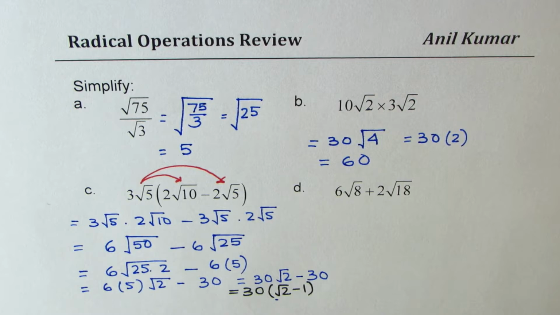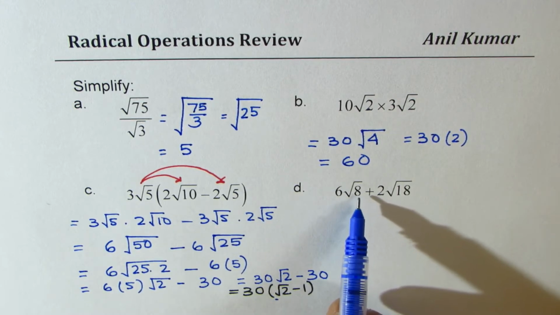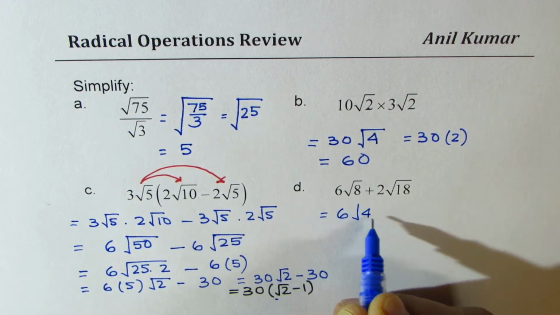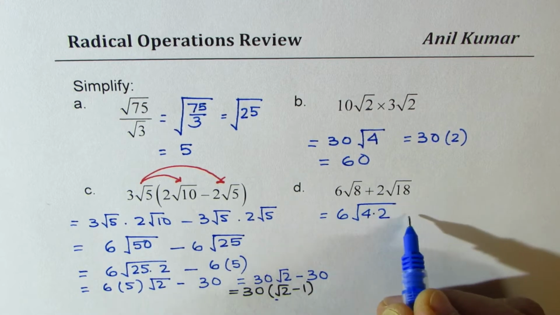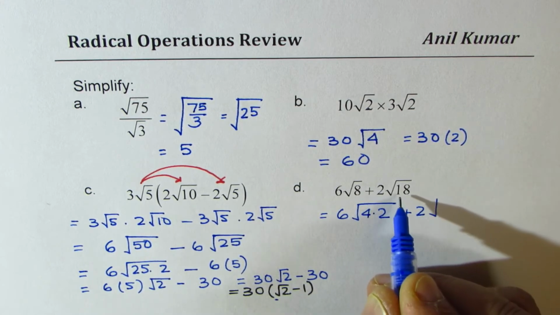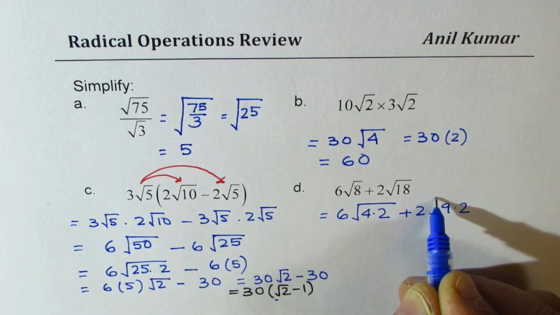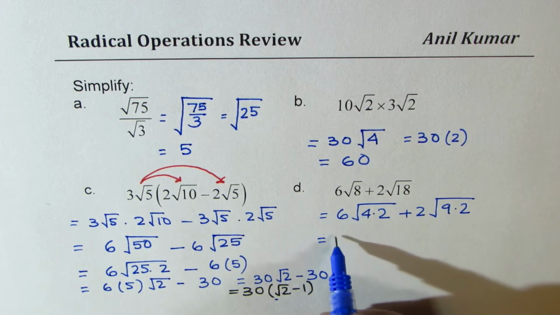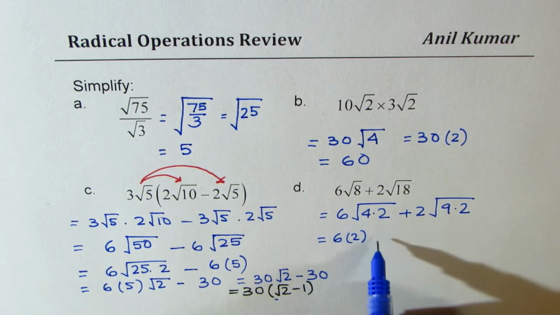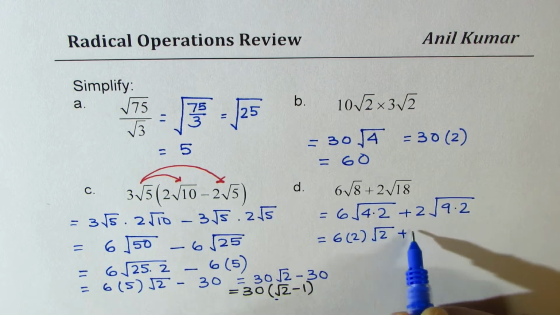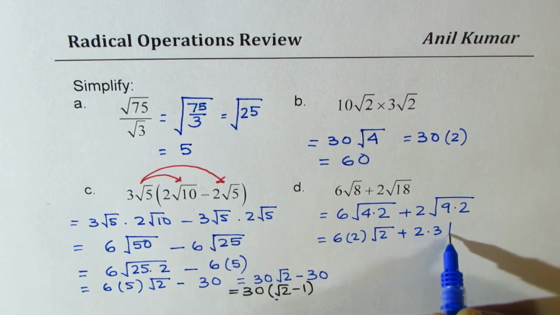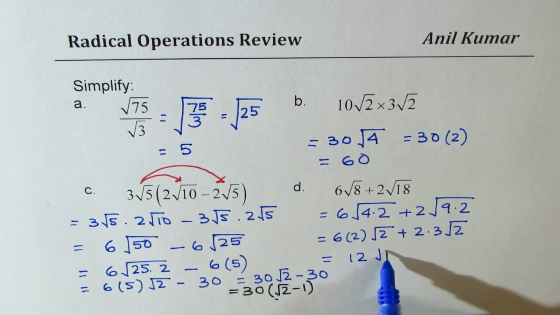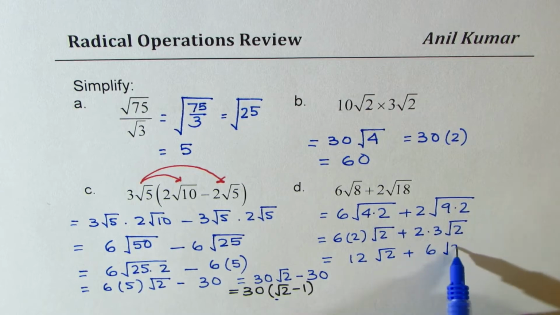Now let's do the last one here. Now in this case, 8 could be written as 4 times 2. So we can write this as 6 square root 4 times 2. 4 is a perfect square. Similarly, 18 could be written as 9 times 2, where 9 is a perfect square. Now, square root of 4 is 2, so we could write this as 6 times 2. We are left with square root 2 inside, plus 2 times 3 square root of 2. 6 times 2 is 12, square root 2, plus 6 square root 2.